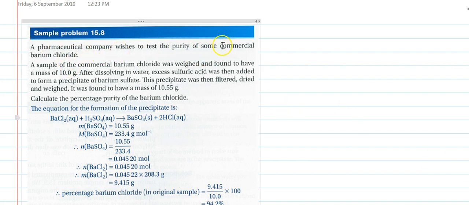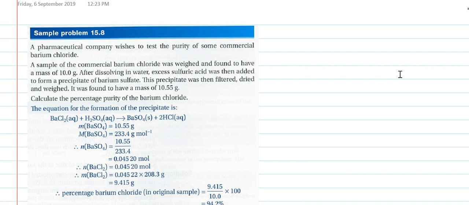So they want us to find out how pure some barium chloride is. When you think purity, you think of percentage, yeah? So they say here that a sample of their commercial barium chloride was weighed and found to have a mass of 10 grams. So they've got 10 grams of barium chloride for which they want to work out how pure it is. They dissolve this in water and then they add sulfuric acid, okay? And then this forms a precipitate of barium sulfate. Remember, gravimetric analysis is all about forming precipitates, isolating them, and then weighing them out so you can work out how much of something you have.